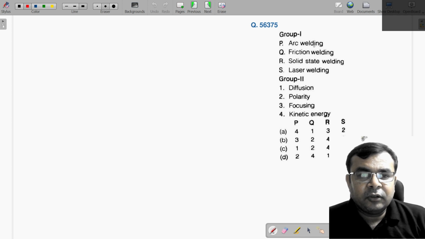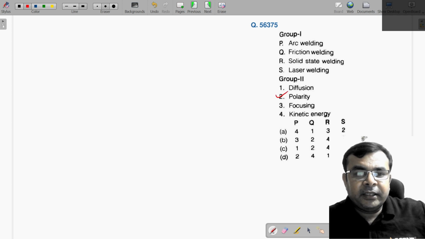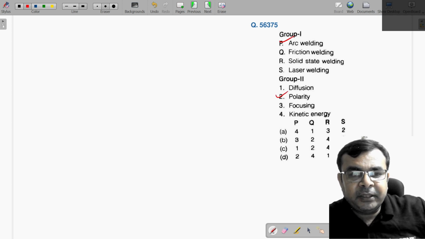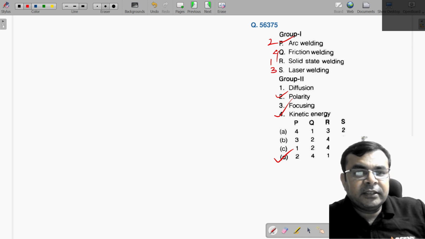Arc welding is related to polarity, so P2, only one option we have. Friction welding is kinetic energy. Solid state welding is called diffusion. And laser welding is focusing. So option D is the right choice.